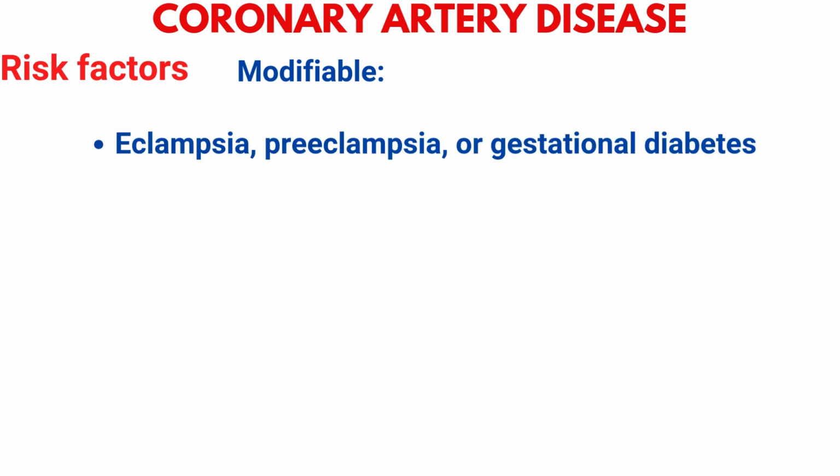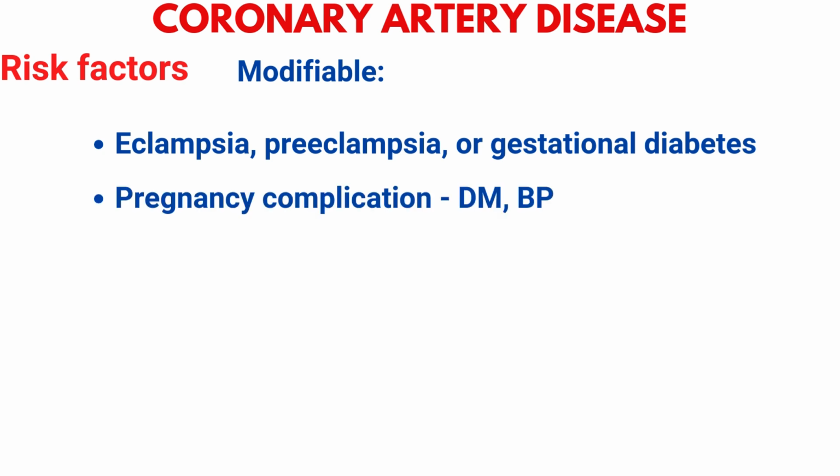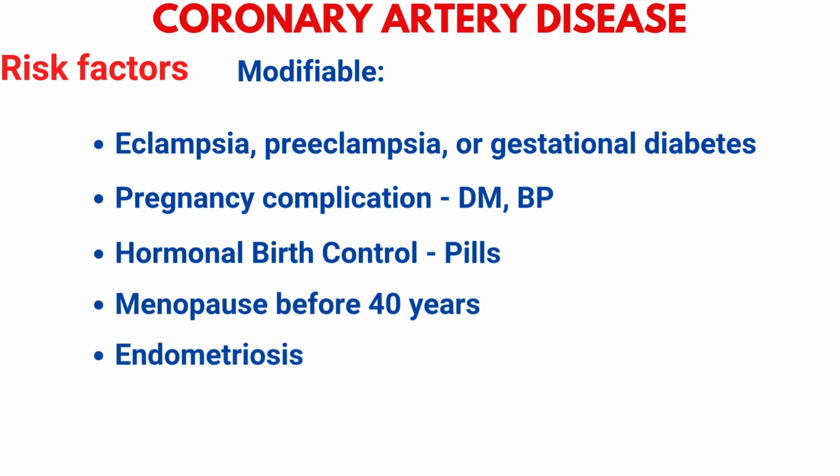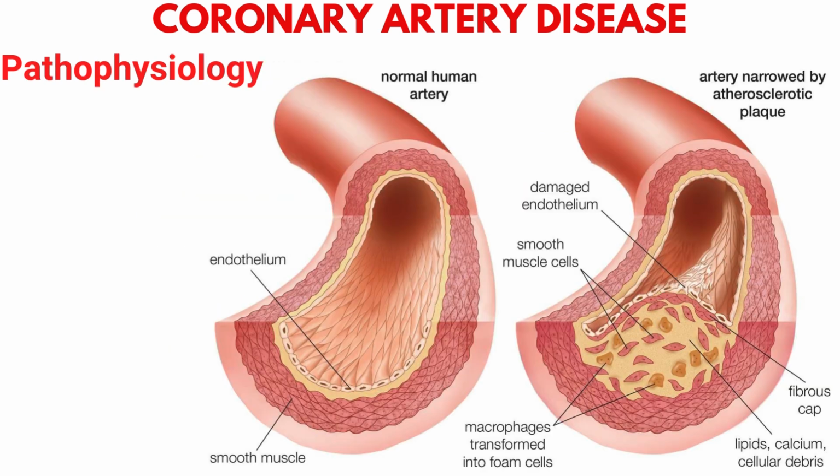Some risk factors that affect women in particular are preeclampsia, eclampsia, or gestational diabetes while pregnant. This pregnancy complication causes high blood pressure and increased protein in the urine. It can lead to a high risk of heart disease later in life. Other pregnancy complications such as diabetes or high blood pressure during pregnancy are risk factors for coronary artery disease. Use of hormonal birth control pills, menopause before age 40, and women who are having endometriosis.